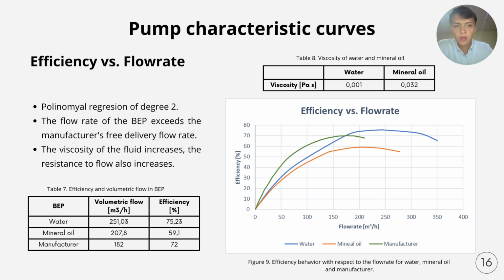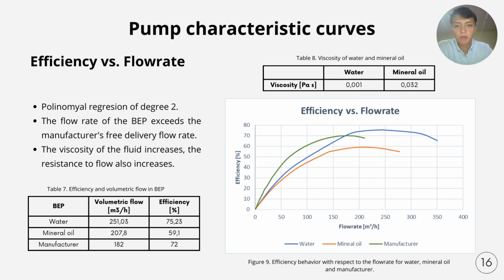The graph below represents the flow rate versus pump efficiency curve. To create these characteristic curves, simulations were conducted at significant flow rates specified by the manufacturer. Subsequently, we determined the maximum point on the curve using a second-degree polynomial regression. The flow rate at the resulting BEP exceeded the manufacturer's free delivery flow rate, a phenomenon that is clear in the graph. As can be observed in the table, the best efficiency point for water is significantly higher than the BEP for oil, approaching the manufacturer's specification.